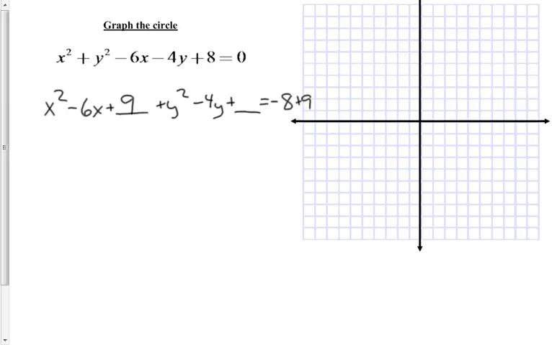To complete the square on the next part, cut the negative 4 in half, we get negative 2, square it, you're going to get 4. I'm going to add 4 here. If I add it to the left, I've got to add it to the right. Whatever you do to the left side of the equation, you've got to balance it out and add it to the other side. Now I'll rewrite this as binomials squared. We'll have x minus 3 squared plus y minus 2 squared equals, and this is going to give us 5.